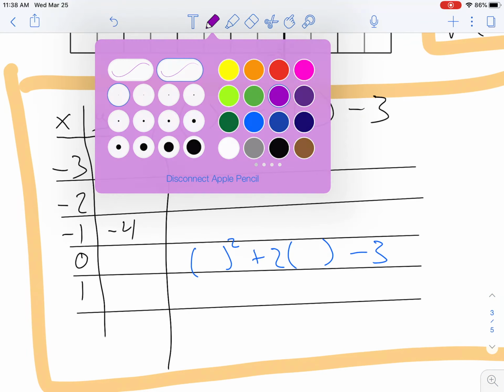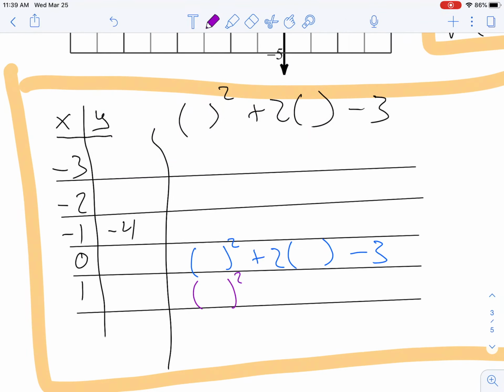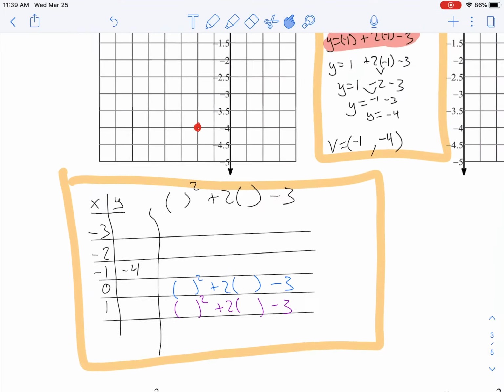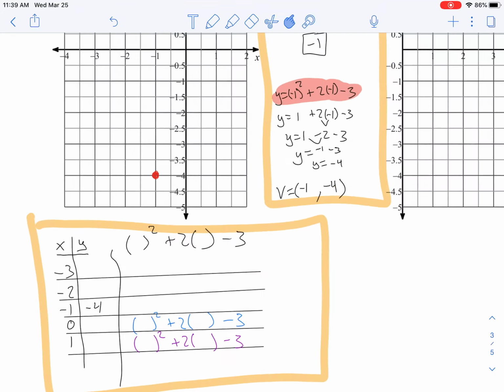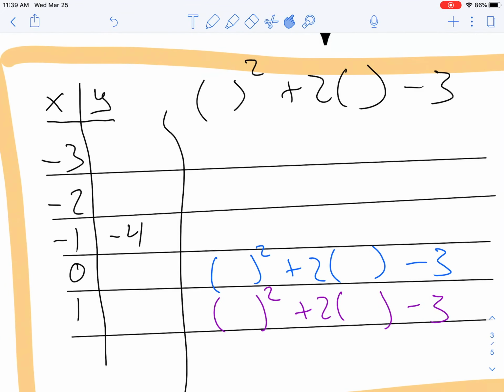And I'll use purple for that one. Now it's really important that as we're doing this, we go back and just double check to make sure we've copied things down correctly. So x squared, so blank squared, plus 2x, so plus 2 times blank, minus 3. So we're looking good.